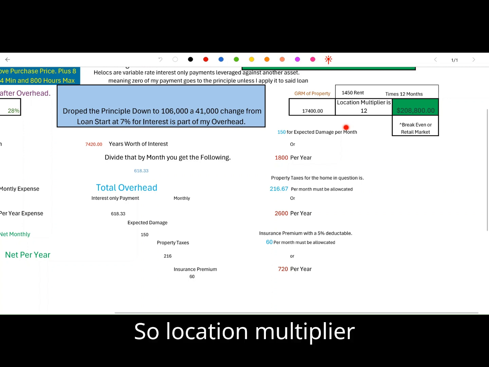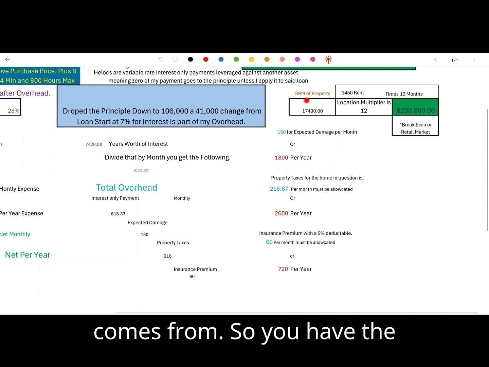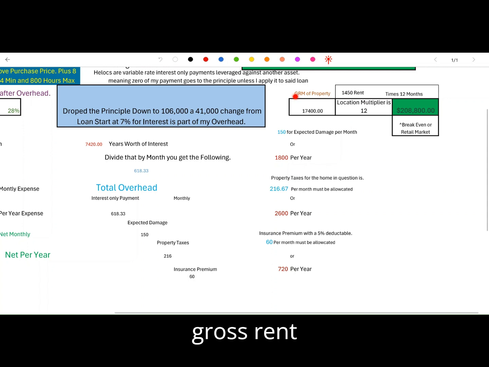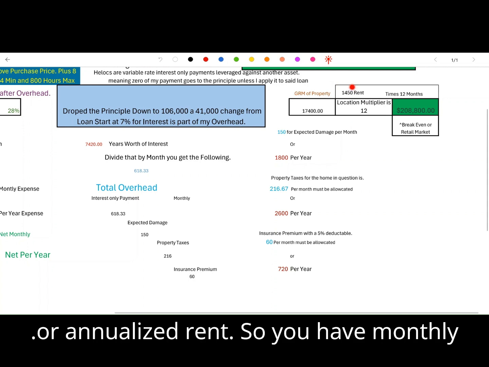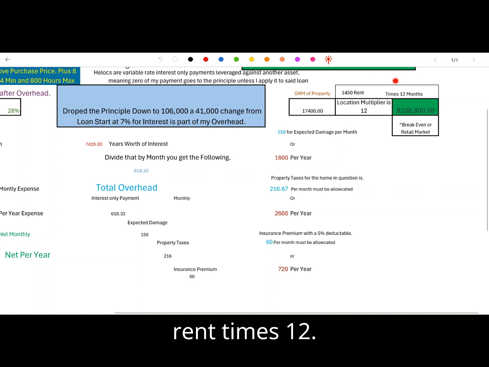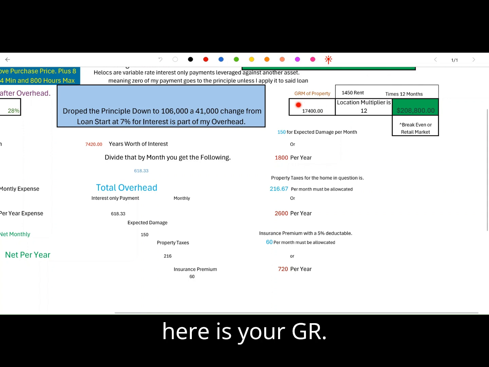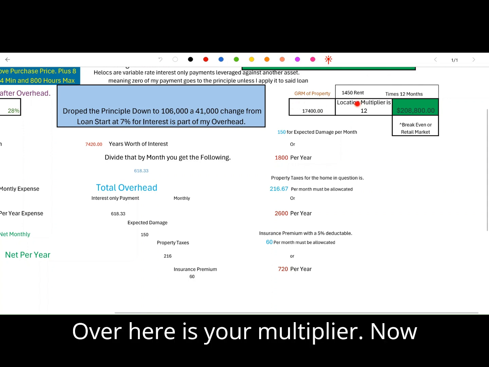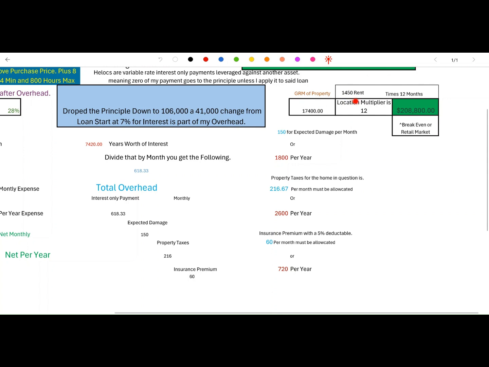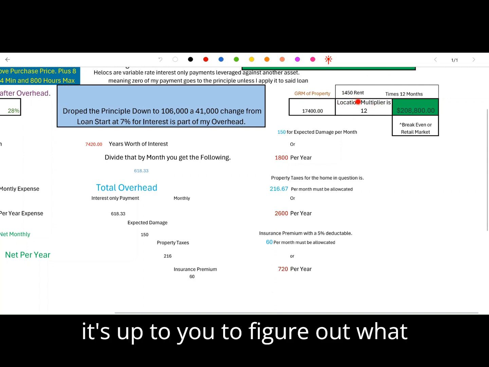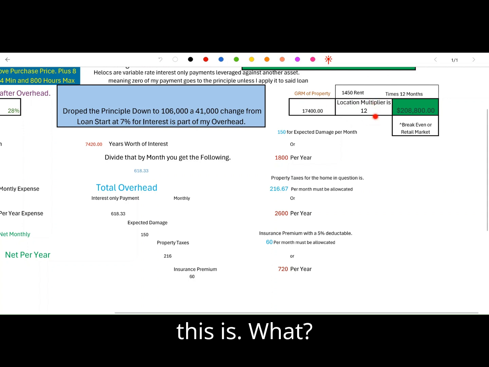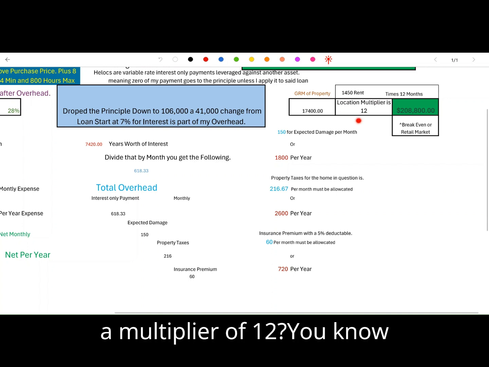So location multiplier is where this M comes from. So you have the gross rent, which is gross. So you have monthly rent times 12. This is your gross rent. So this down here is your GR. Over here is your multiplier. Now, it's up to you to figure out what this is. Why is this location a multiplier of 12?